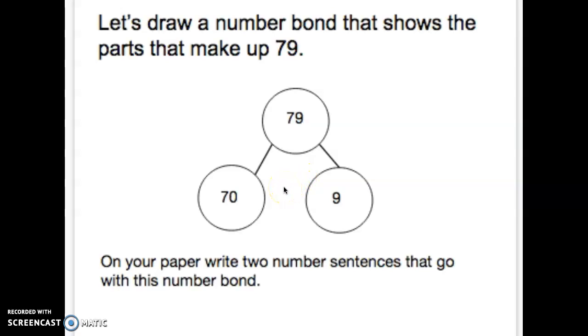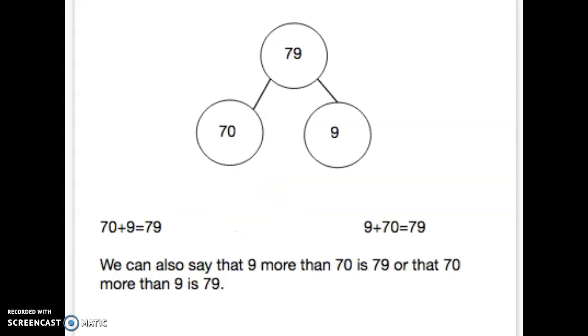Now on your paper, write two number sentences that match this number bond. We can say that 9 more than 70 is 79, or we can say that 70 more than 9 is 79. So either way, both of these are correct.